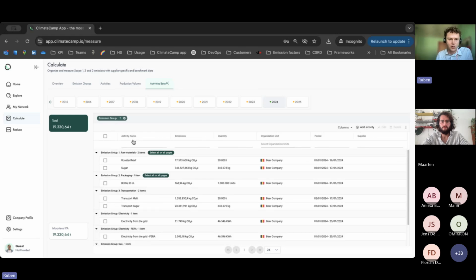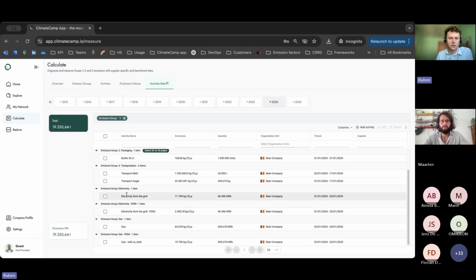So in this example, for the raw materials, I added an activity roasted malt and sugar. For the packaging, I indicated it's brewed into bottles. Transportation, I indicated the transport for malt and sugar based on the location where it's coming from. And then for the processing, I added some electricity consumption and gas consumption.